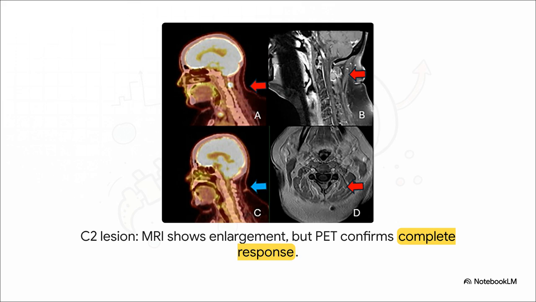But look at the concurrent PET scan right next to it. It reveals a metabolic complete response. There's no active tumor there. This is a classic textbook example of pseudoprogression, where functional imaging stops you from making a drastic clinical error and honestly saves you from getting yelled at by a spine surgeon for an unnecessary consult.